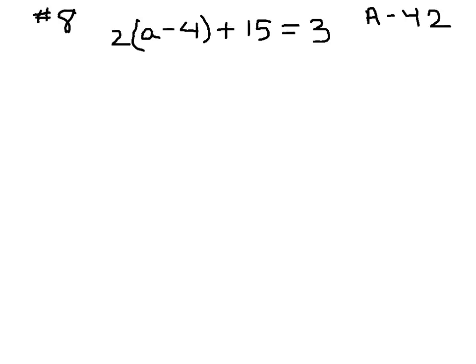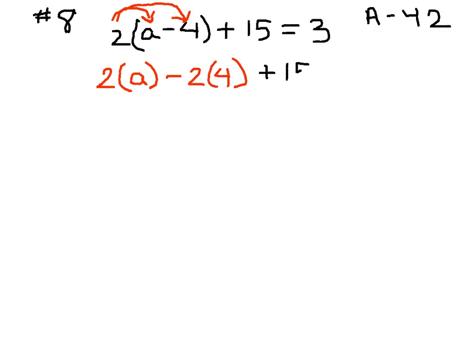So in this case here, the first thing I'm going to do, guys, is distribute. So let's go ahead and distribute that 2 to everybody inside the parentheses. So that's going to give us 2 times A minus 2 times 4, and then we have a plus 15 is equal to 3. So that's going to give us 2A minus, and 2 times 4 is 8, plus 15 is equal to 3.